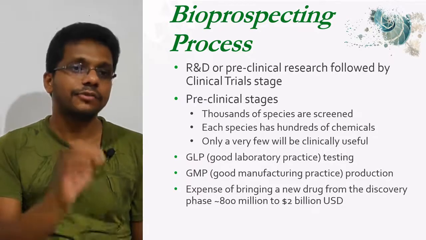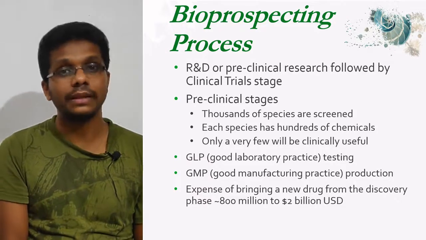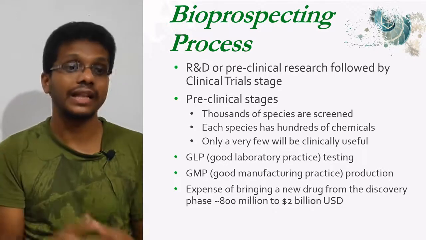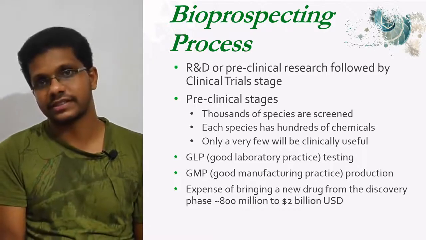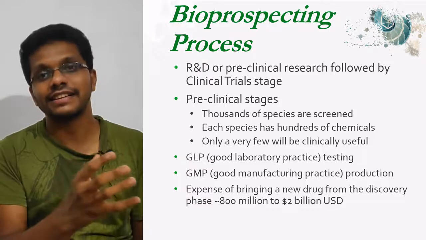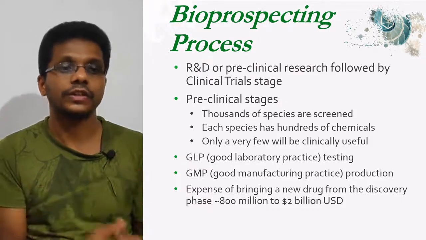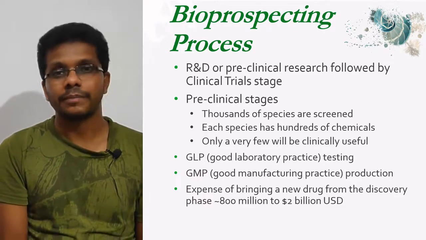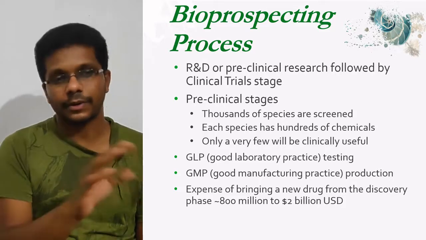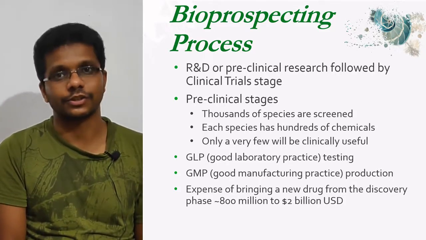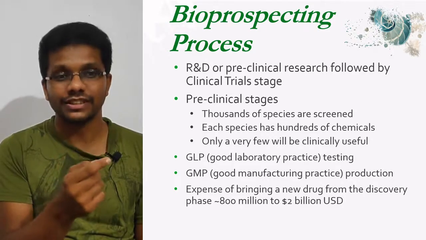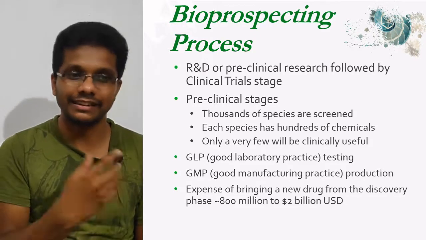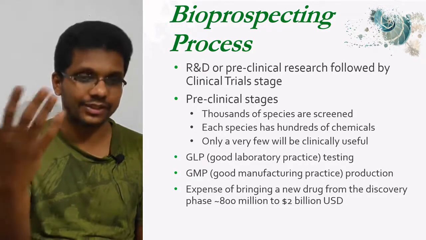For the bioprospecting process, we need to follow GLP and GMP. GLP is good laboratory practices for the systematic discovery of a chemical, and GMP is good manufacturing practices. Once we find the chemical, in order to make it on a large scale, we need to follow good manufacturing practices. The expense for bioprospecting of a single chemical comes to around 800 million to 2 billion US dollars. So an industry needs to invest that much money to get one drug to market. That's a huge amount of money.